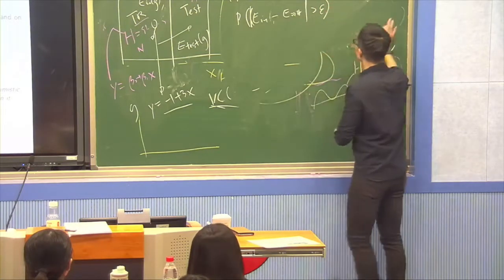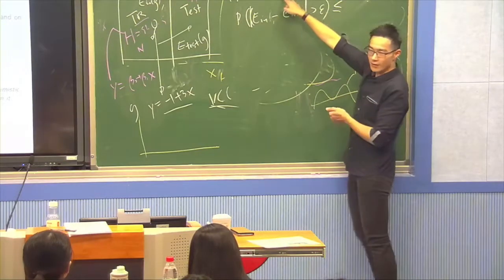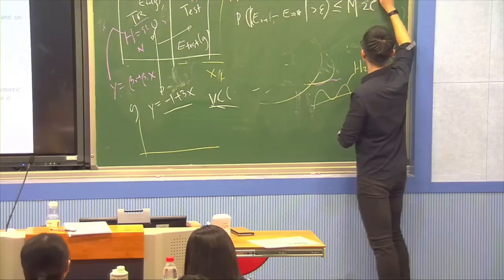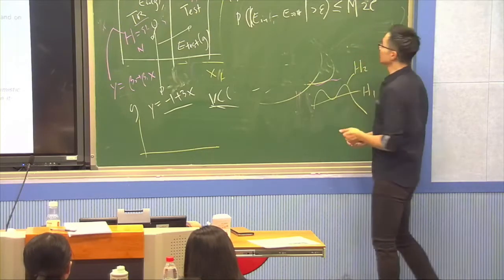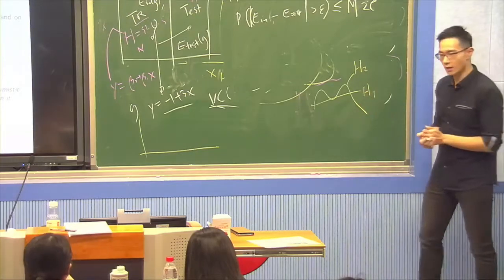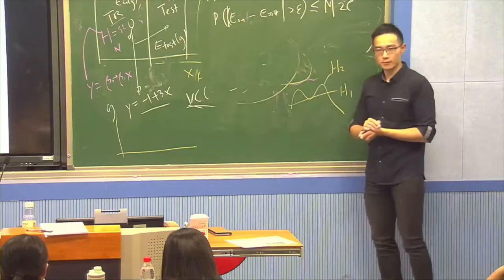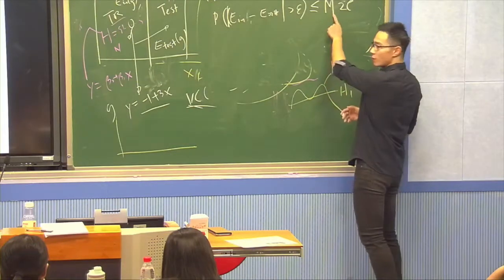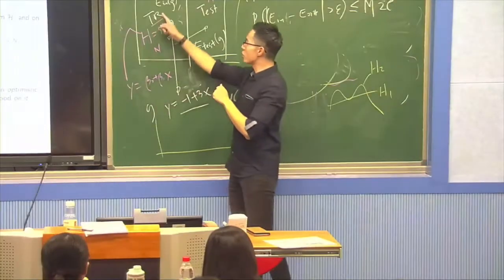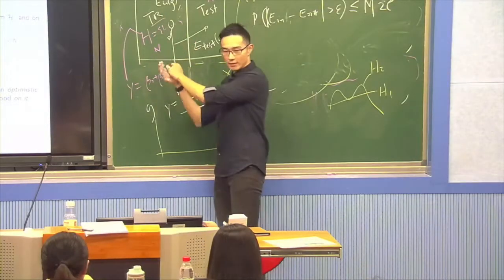Larger than epsilon is smaller or equal to, remember we have M hypotheses, so we have M times 2e to the minus 2 epsilon squared N, okay? That's the Hoeffding inequality version for M hypotheses. So that's the relation between E in and E out. You can see that we multiply by M. Why do we do that? Because the g is chosen from many, many hypotheses in order to fit this data, right?